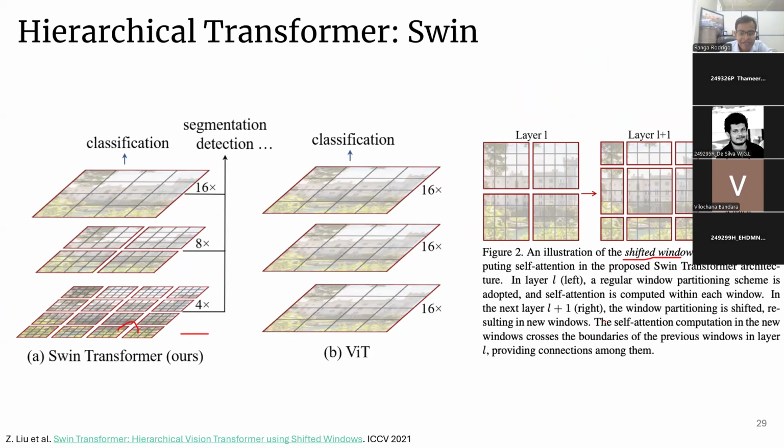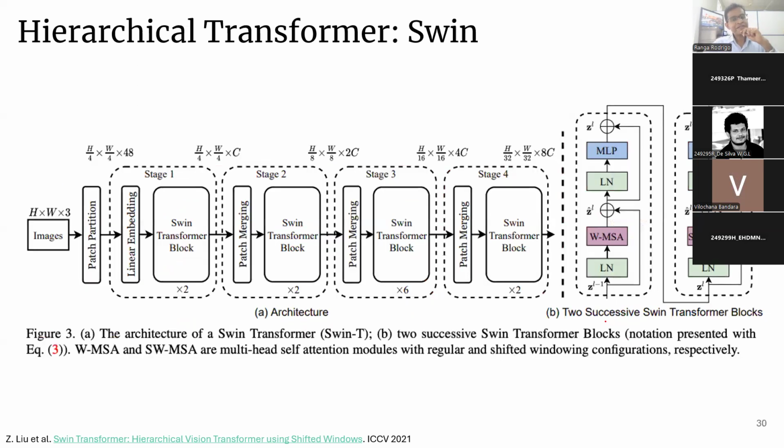in layer L, left, a regular partitioning scheme is adopted. The self-attention is computed within each window. In the next layer, L+1, right, the window partition is shifted, resulting in new windows. The self-attention computation in new windows crosses the boundaries of the previous windows in layer L, providing connections among them. So these are the two main contributions of this.